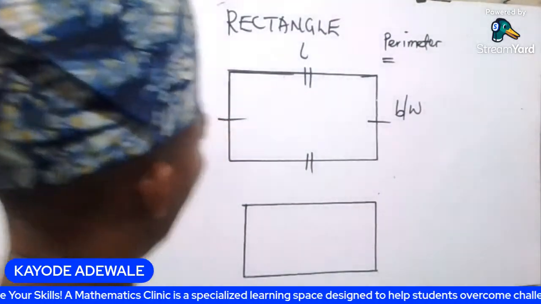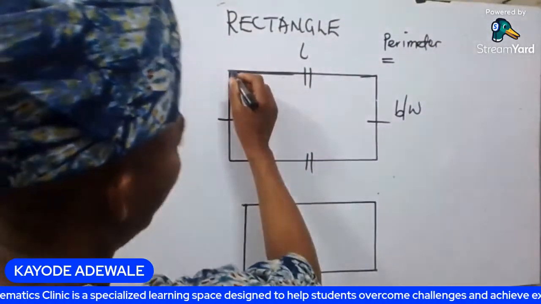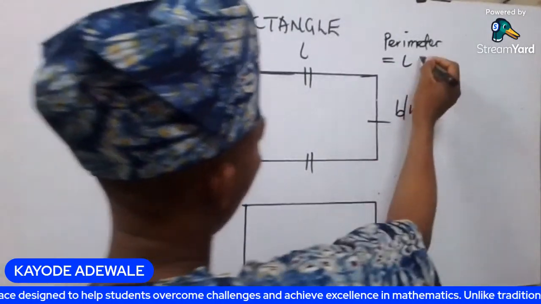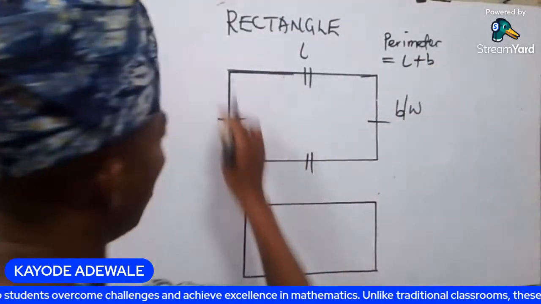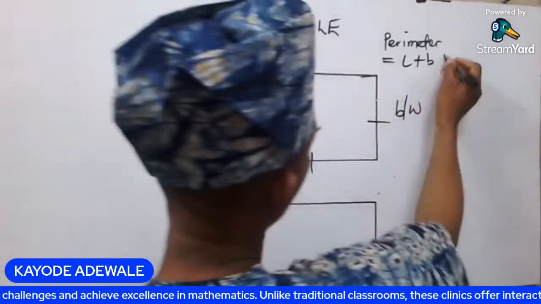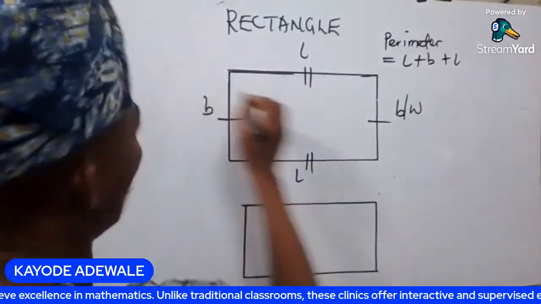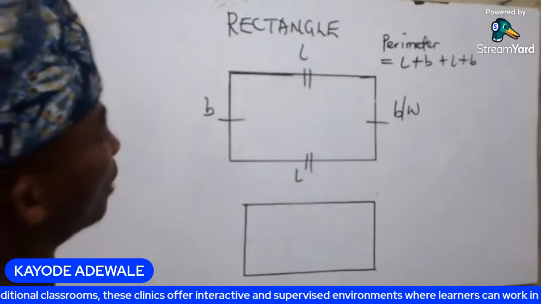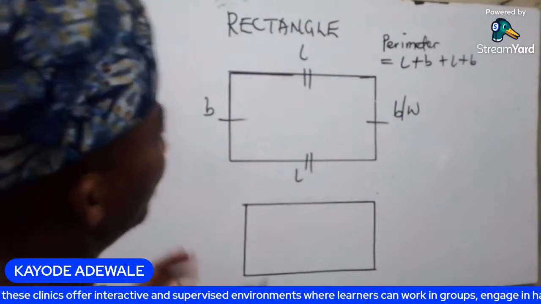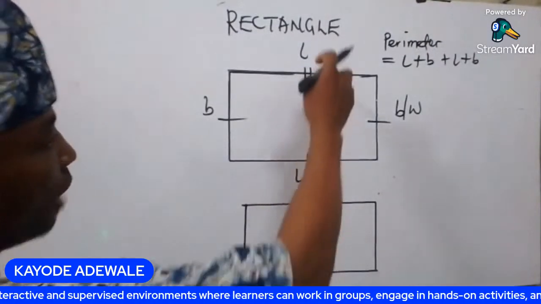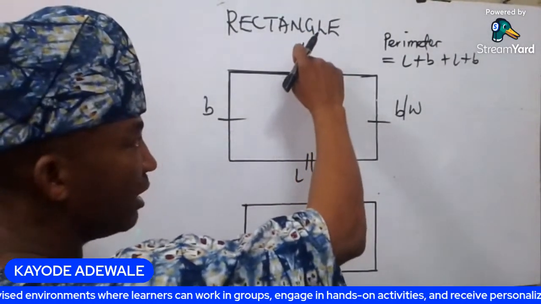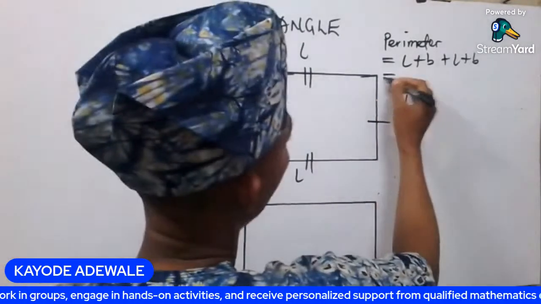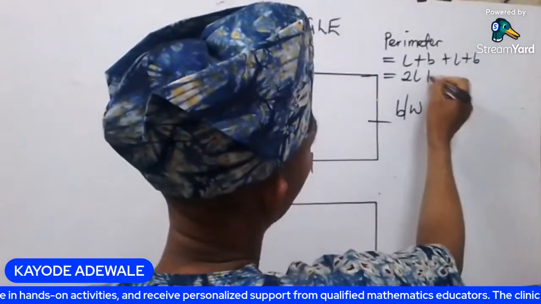Looking at that, we get this length, plus this breadth, then plus this length, then plus the breadth. So in all these together, if you want to find the perimeter, we are going to add the length, the breadth, the length, and the breadth. So we have two lengths here, then two breadths.